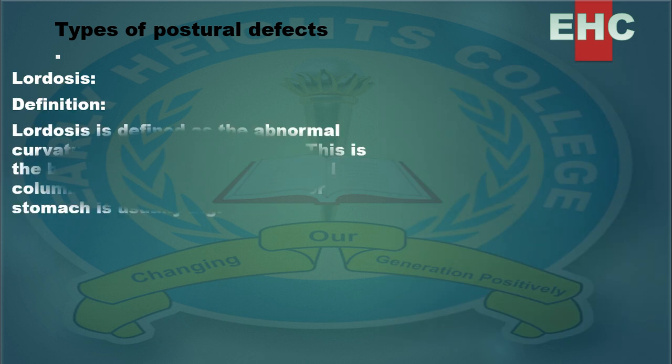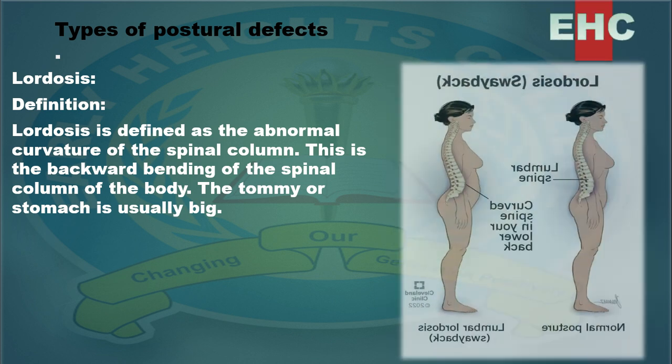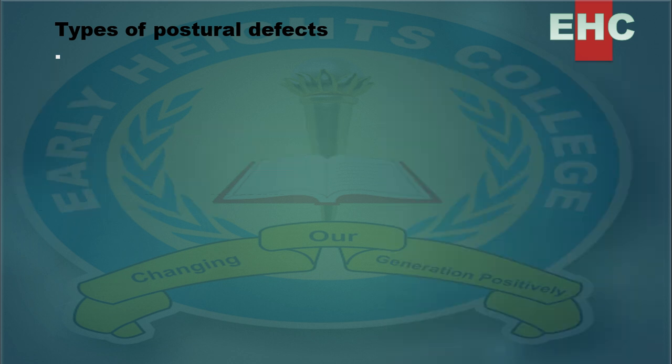Next one is lordosis, which is also known as sway back. It attacks the lower region of your back. It curves in, giving you a very huge, protruding abdomen. So lordosis is defined as the abnormal curvature of the spinal column. This is the backward bending of the spinal column of the body. The tummy or stomach is usually very big.